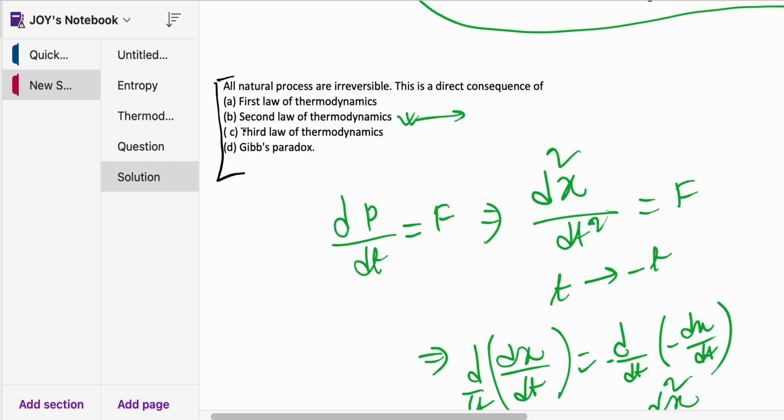Now the question is solved, but for pedagogical purposes we should also know what the third law says. The third law says that if T goes to 0, then the entropy should also go to 0. And we should also know the Gibbs paradox.